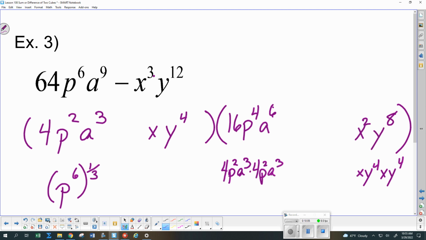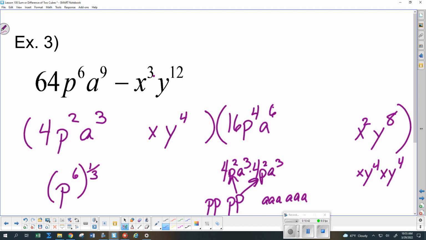Question? Well, because if I'm taking p squared times p squared, that's p times p times p times p, p to the fourth. A cubed is a times a times a times a times a times a, a to the sixth. We add the exponents when we have a power times a power. When we have a power of a power, that's when we multiply the exponents.